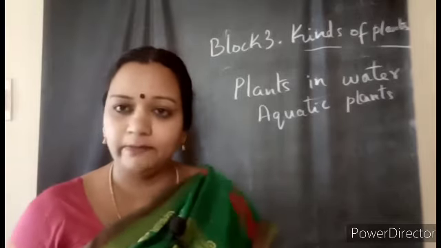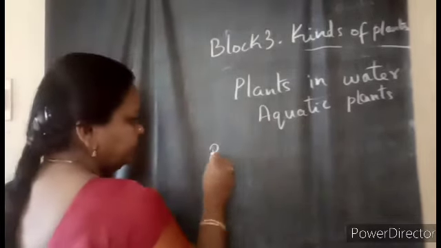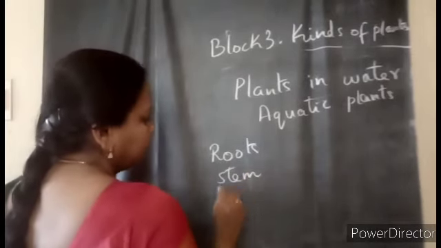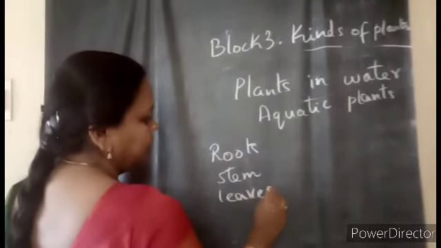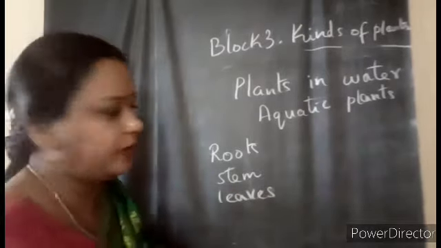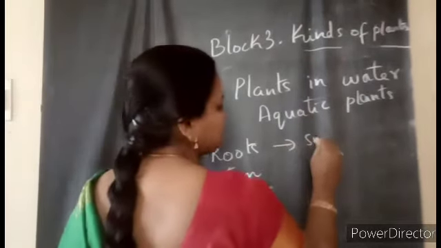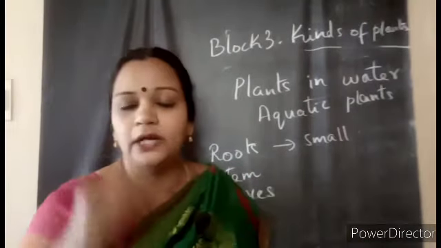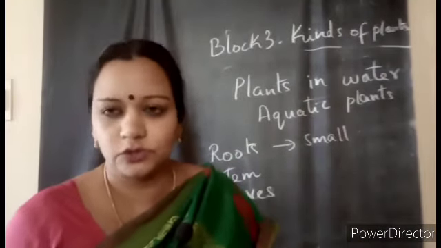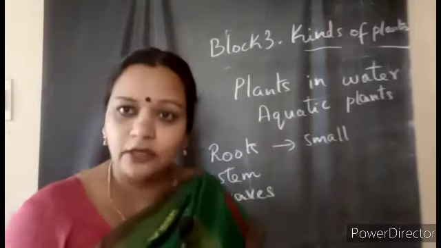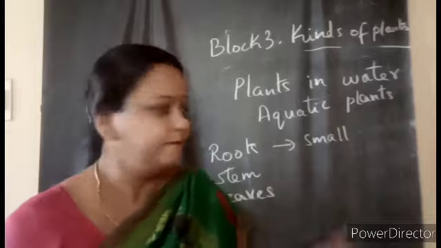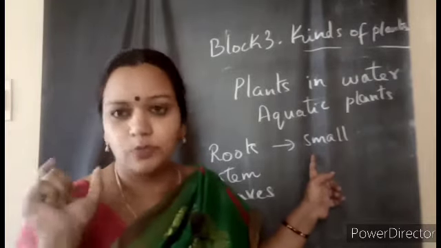Tulsi and water lily we compared. Both have roots, both have stem, both have leaves, no, children? But here is how they differ: the roots will be very small. What is the purpose of the root, children, for a plant? Root has to absorb the water from the soil. But as the plants are in the water, there is plenty of availability of water. That is why their roots will be very small.